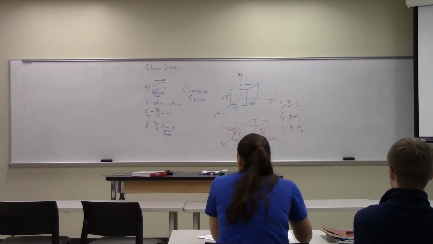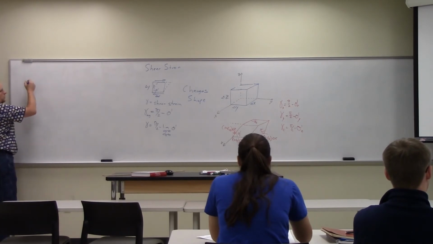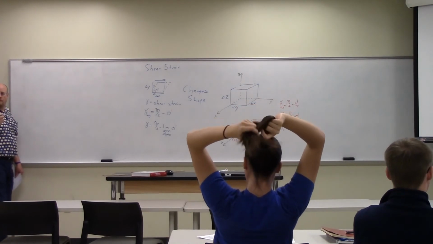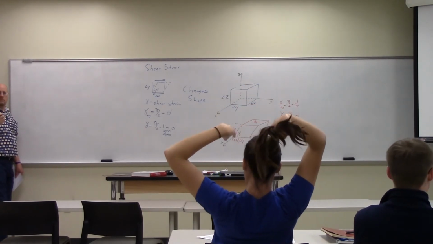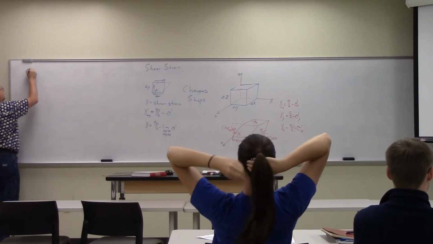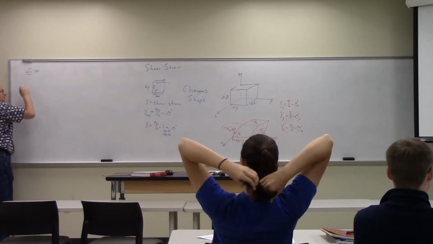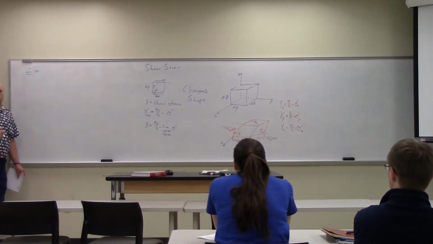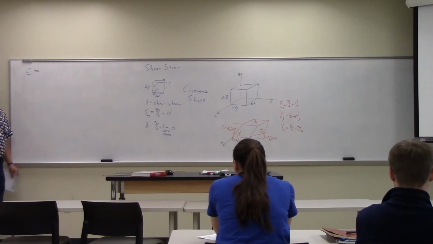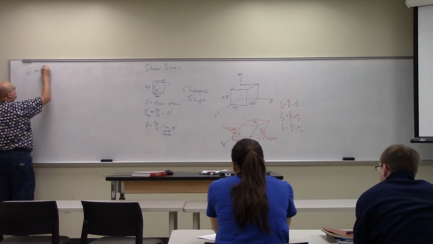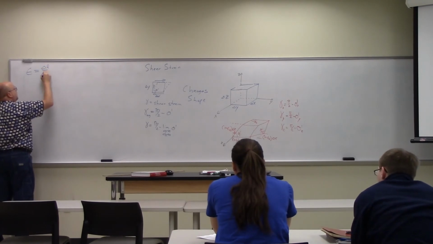So, what do I need to find? If I'm trying to find normal strain, what symbol am I trying to find? What symbol do I use to represent normal strain? Epsilon, very good. I'm trying to find the average normal strain. How do I calculate the average normal strain? Change in length over the original. All right, so we write it as delta L over L.